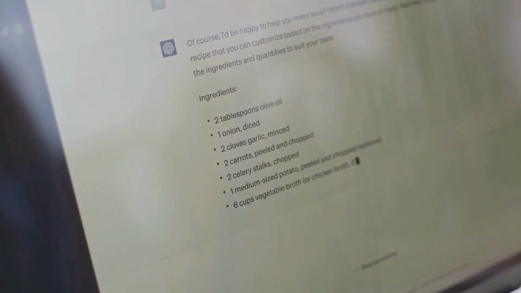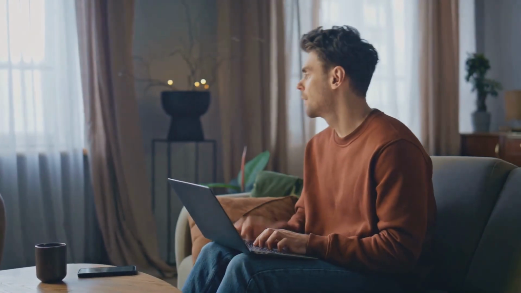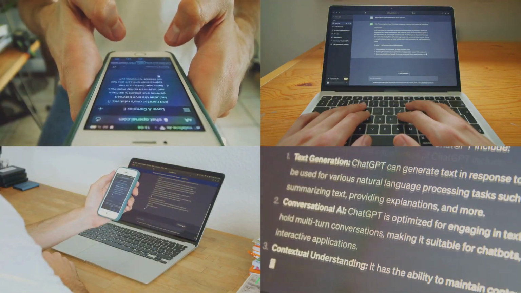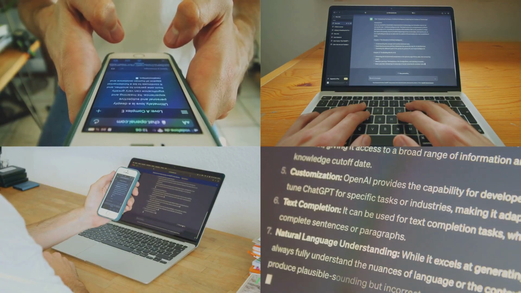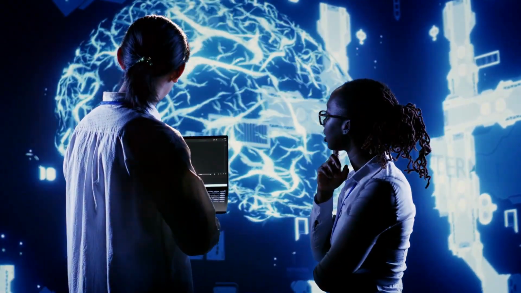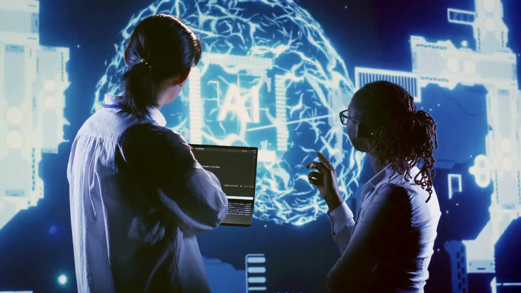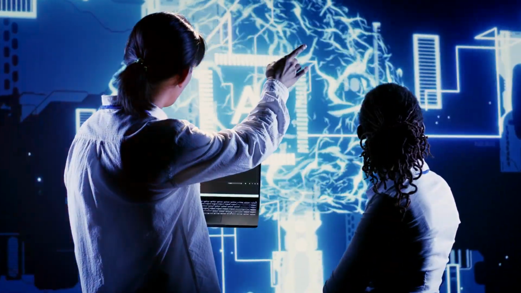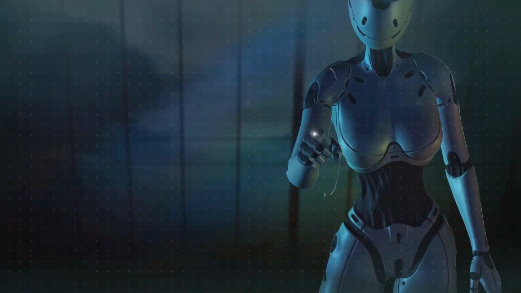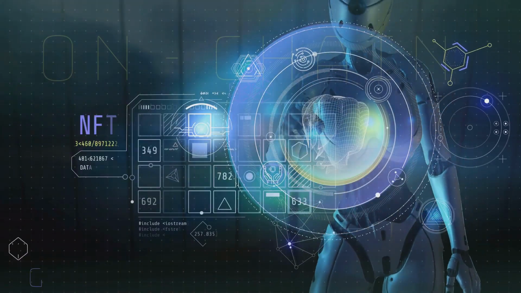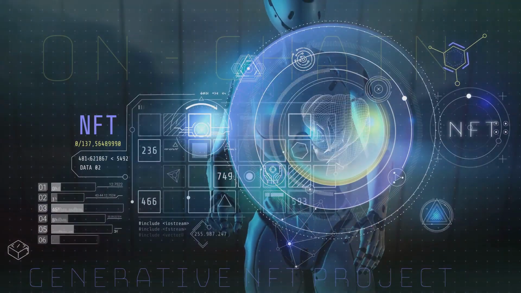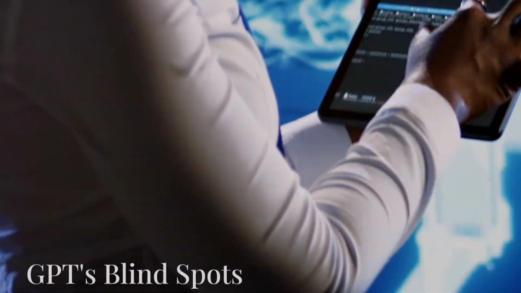But it goes far beyond just customer service. GPT can be used to generate creative content like stories, poems, and even scripts. In fact, some writers are already using GPT as a tool to overcome writer's block or explore new creative avenues. GPT is also being used to summarize documents, translate languages, and even write code. It's like having a super-powered assistant that can handle a wide range of tasks, freeing up human brainpower for more complex endeavors. And as GPT technology continues to evolve, we can expect to see even more innovative applications emerge in the near future.